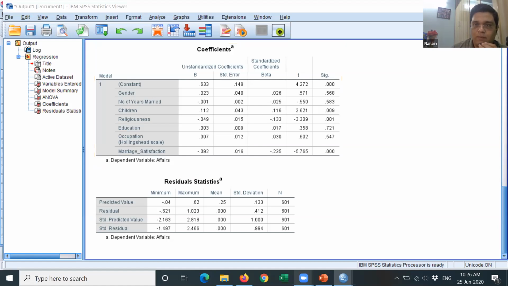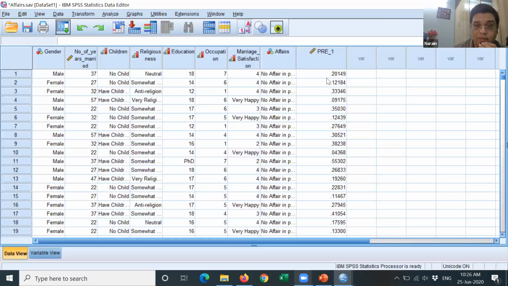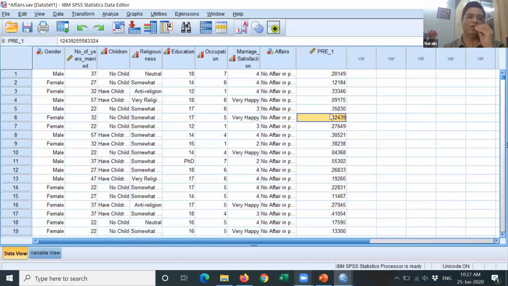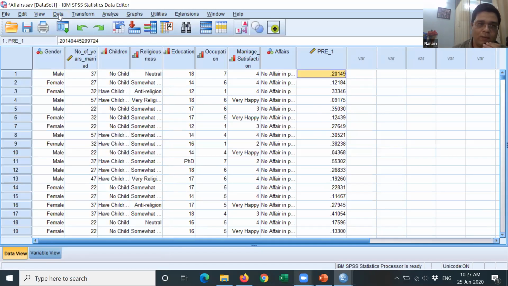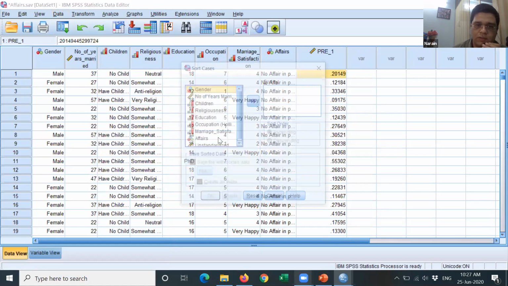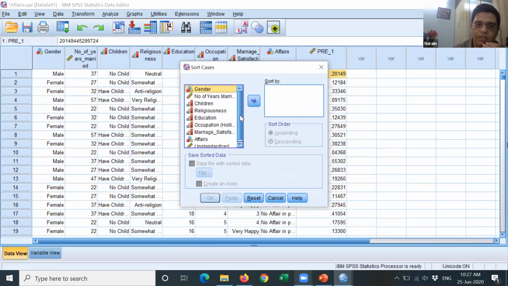If we simply swap to the data view, I have recorded the predicted probabilities. Based on the linear regression model, the predicted value, y hat, is noted here. What I'm doing is sorting these cases from lower probability to higher probability. I go to Data, Sort Cases, sort on the basis of the predicted value in ascending order, and press OK.